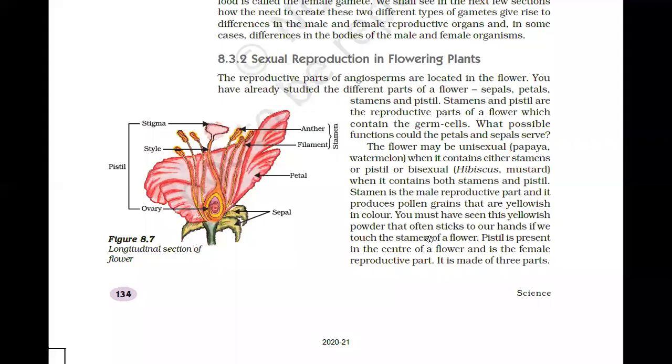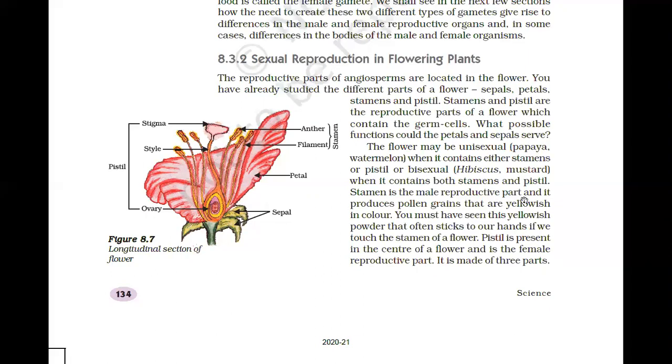Sexual reproduction in flowering plants. The reproductive parts of angiosperms are located in the flower. You have already studied the different parts of a flower: sepals, petals, stamens, and pistil. Stamens and pistil are the reproductive parts of a flower which contain the germ cells. What possible functions could the petals and sepals serve? The flower may be unisexual (papaya, watermelon) when it contains either stamens or pistil, or bisexual (hibiscus, mustard) when it contains both stamens and pistil.